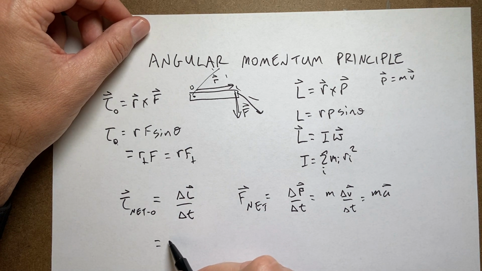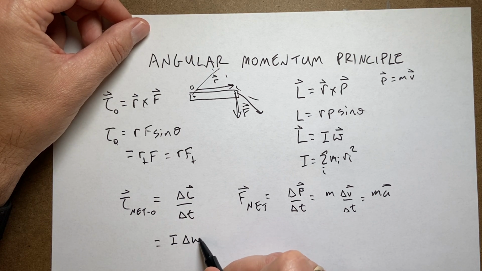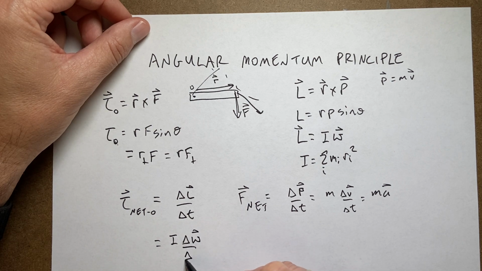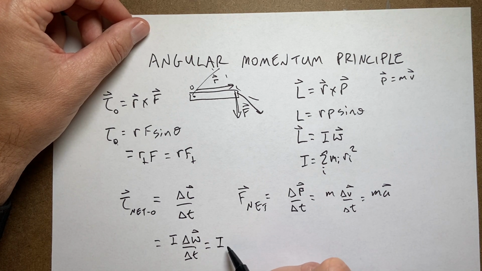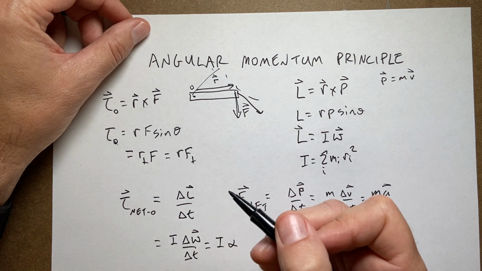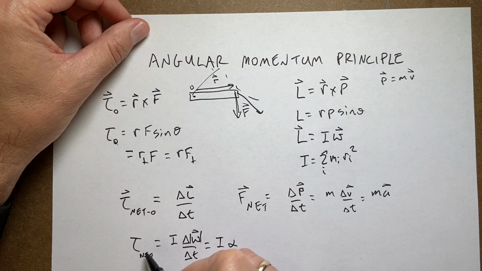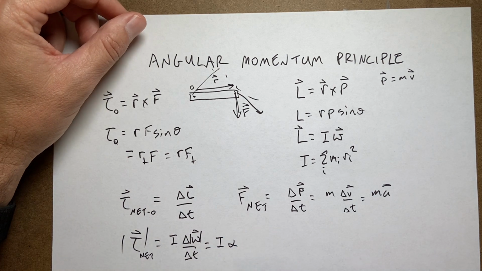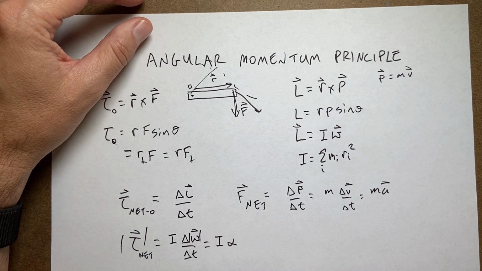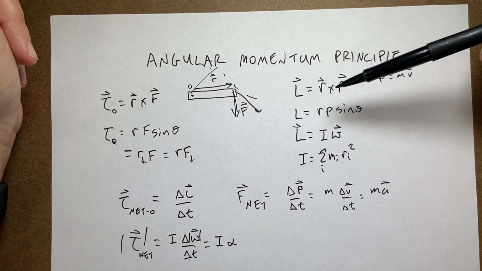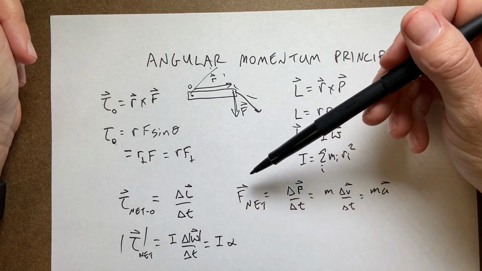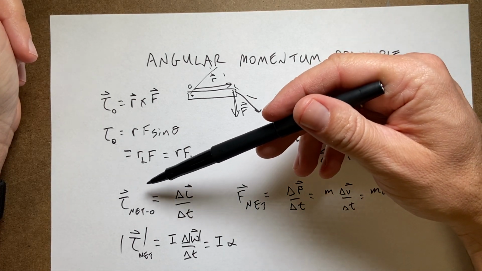I could say this is I delta omega over delta t, and we may not want to write this as a vector, but the change in angular velocity with respect to time is the angular acceleration, so I get I alpha. Let's write this as a scalar. And so that's another way of writing it. So in short, momentum is changed by a net force, angular momentum is changed by a net torque.